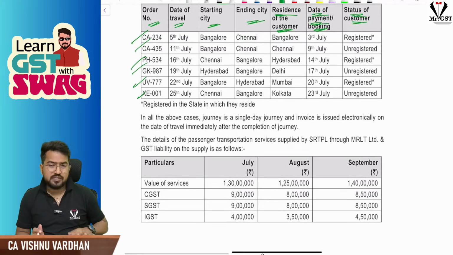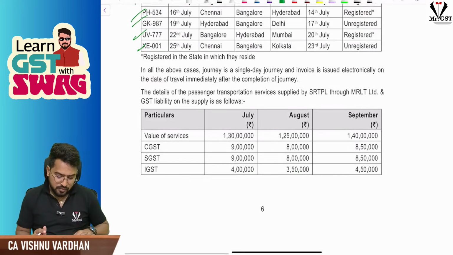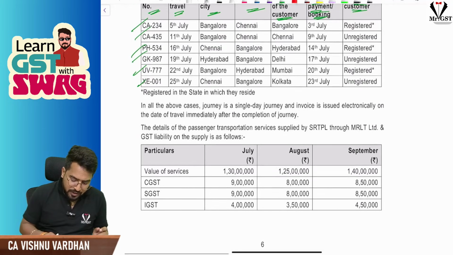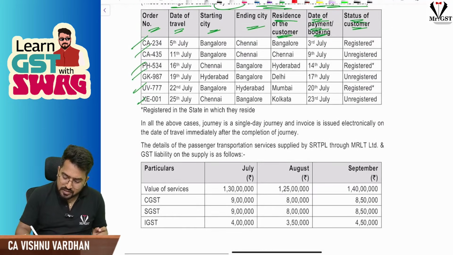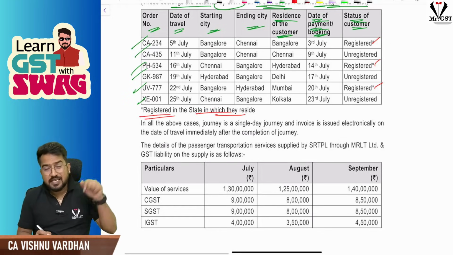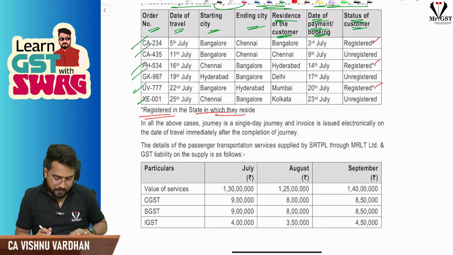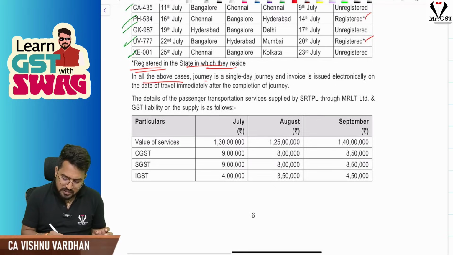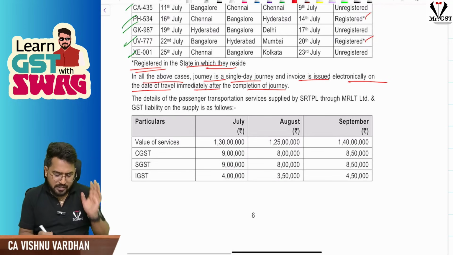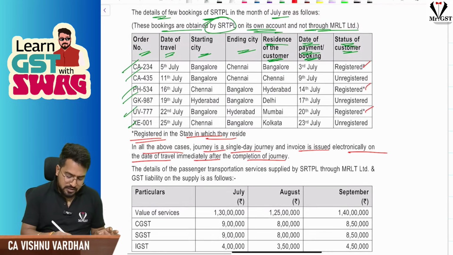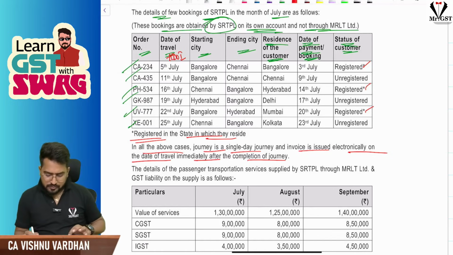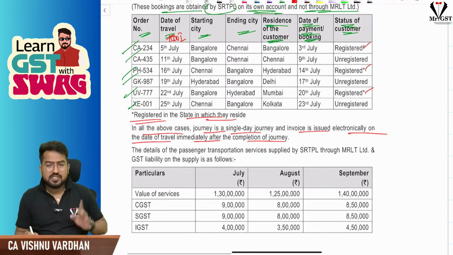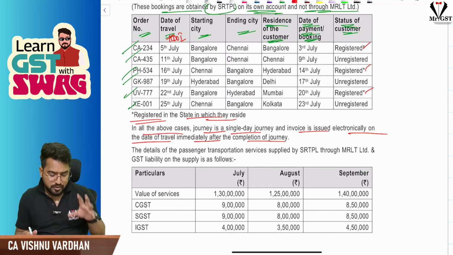Remember, time of supply and place of supply questions can be useful for this. The important point here is that certain customers are registered in the state in which they reside. Next, in all the above cases, the journey is a single day journey and the invoice is also issued electronically on the date of travel, immediately after completion of the journey. That means the date of travel itself is the actual date of invoice.